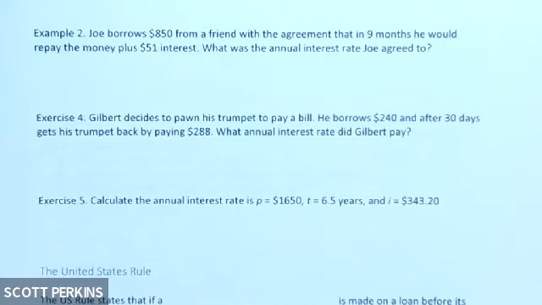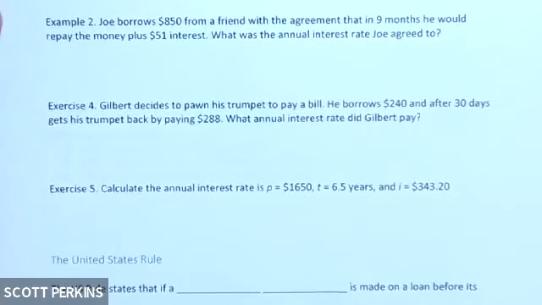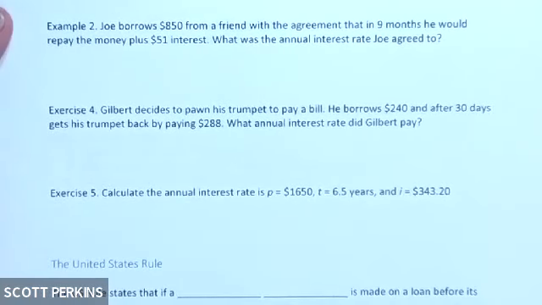This one, example 2, I've asked something slightly different. This time we know how much interest we're going to be paying, but we want to know what is the interest rate that we've agreed to. So Joe is borrowing $850 from a friend, with an agreement that in 9 months he would repay the money plus $51. What's the annual interest rate that Joe agreed to?